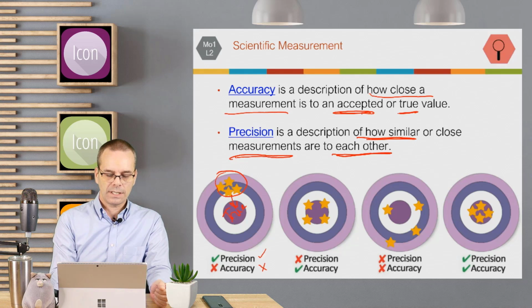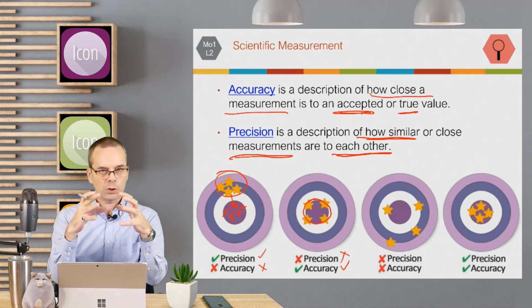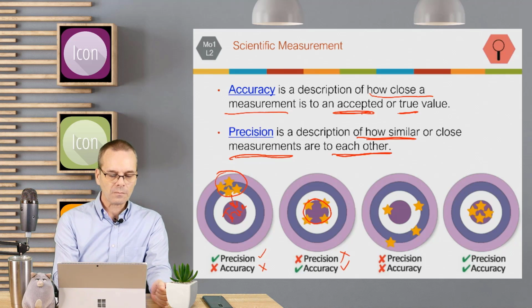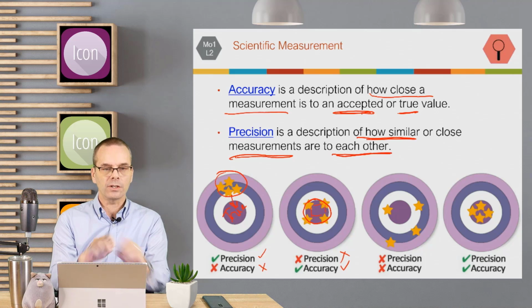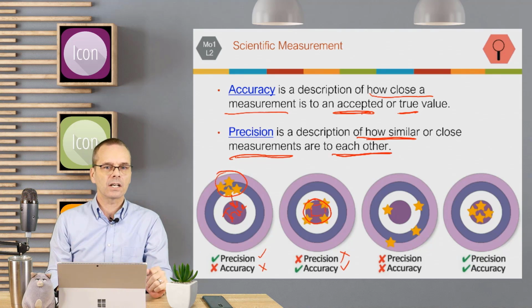Now this one, the next one, has good accuracy but poor precision. Because you can see most of them fall within that accepted or true area, but they're not bunched together, they're spread out. So that's not good precision.